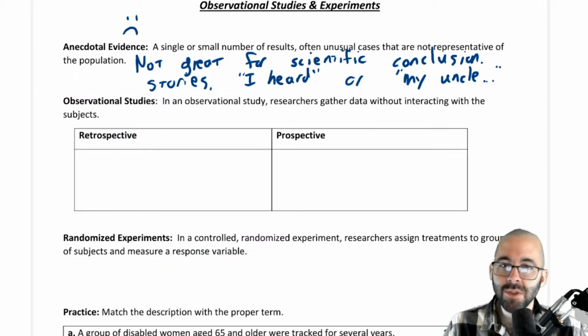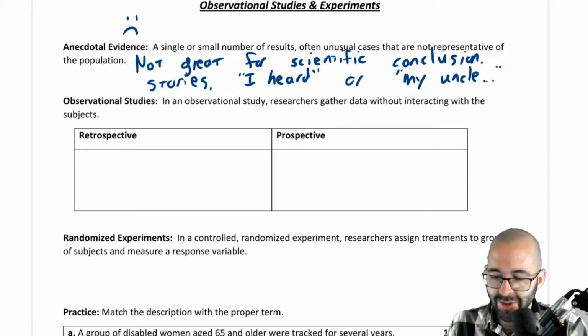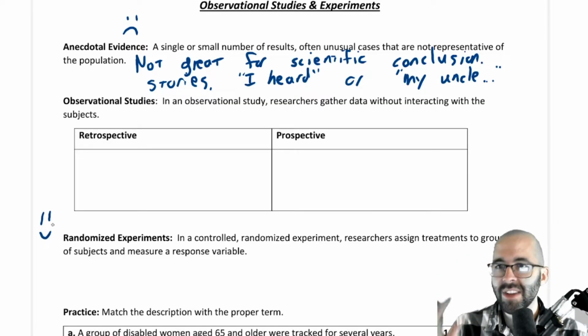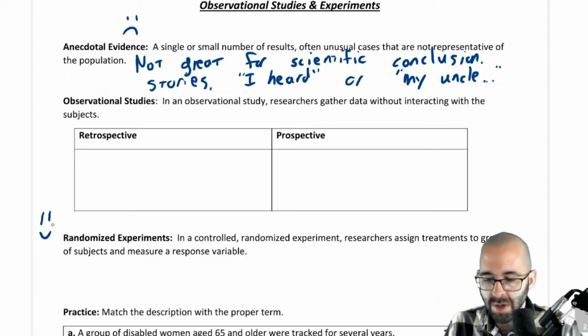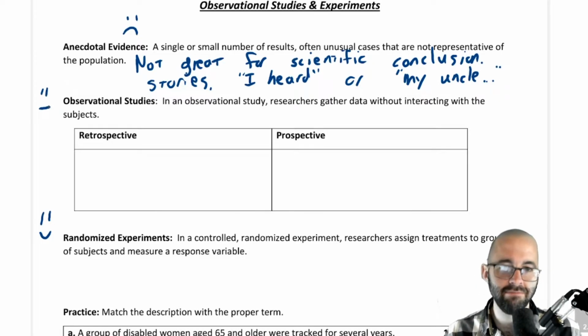So those are really what we're going to talk about more, and I'm going to spoil it for you guys. Randomized experiments, that's a smiley face. Observational studies is kind of both. Here, we'll give it a meh face.